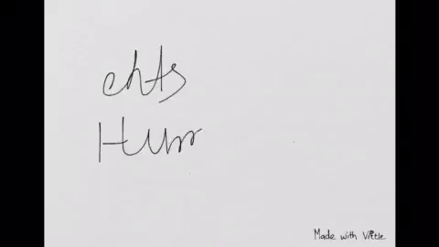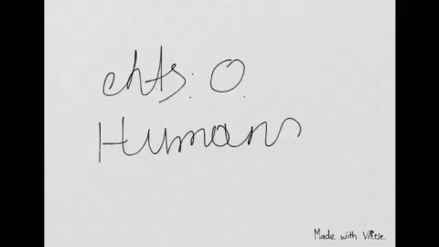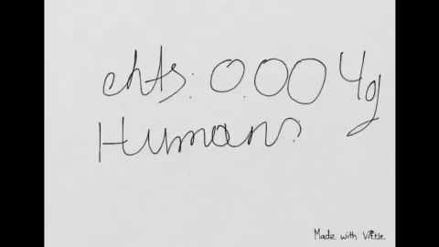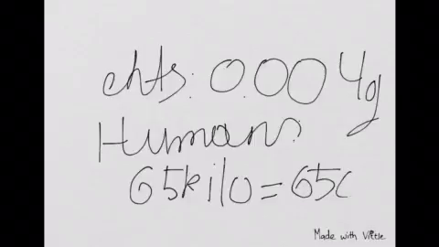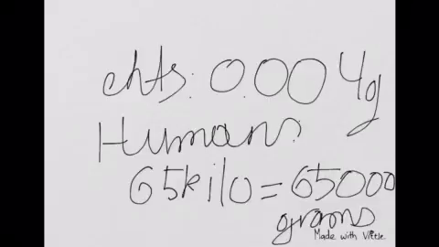So, my work involves ants and humans, too. In my task, they want me to find how the total mass of all living ants compares to the total mass of all living humans. It says right here that one ant weighs approximately 0.004 grams, while a human weighs around 65 kilos, which is approximately 65,000 grams.